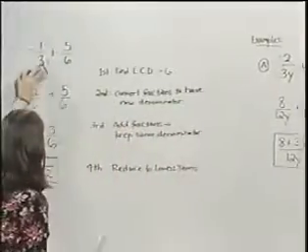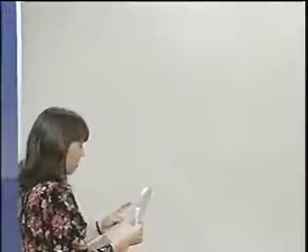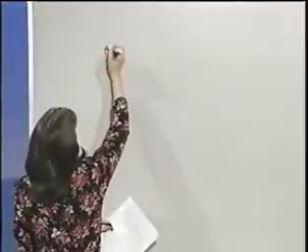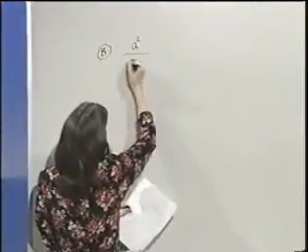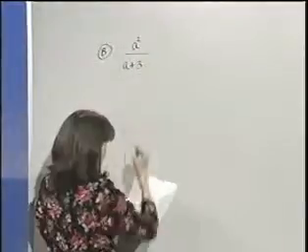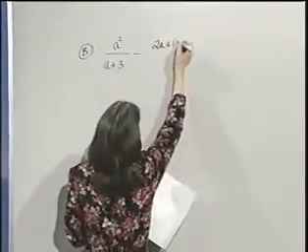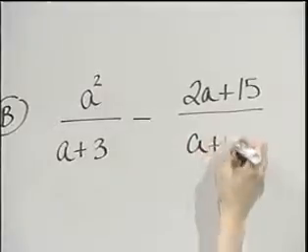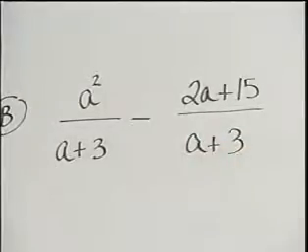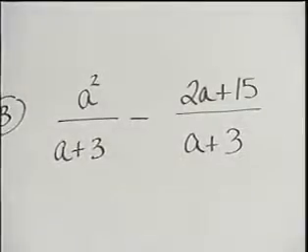Let's get a little trickier now. We're going to keep looking at the addition and subtraction of rational expressions. So example B, let's take a squared over a plus 3, and let's subtract 2a plus 15 all over a plus 3. So that's a squared over a plus 3 minus 2a plus 15 over a plus 3.